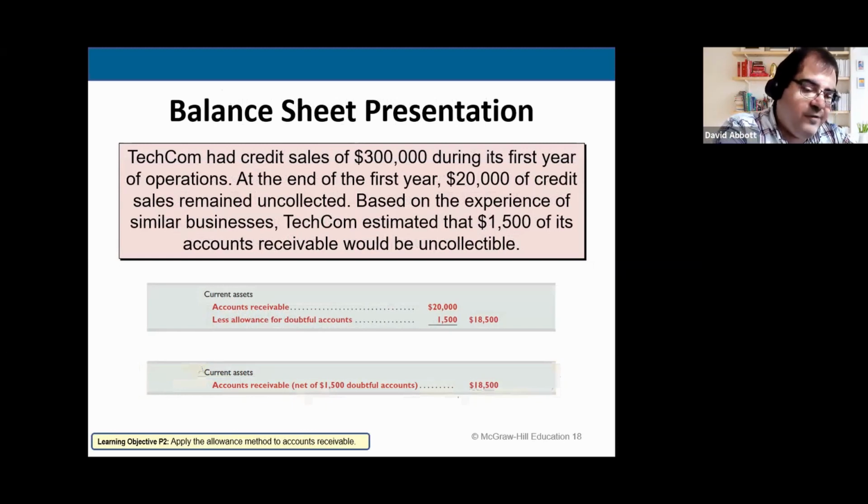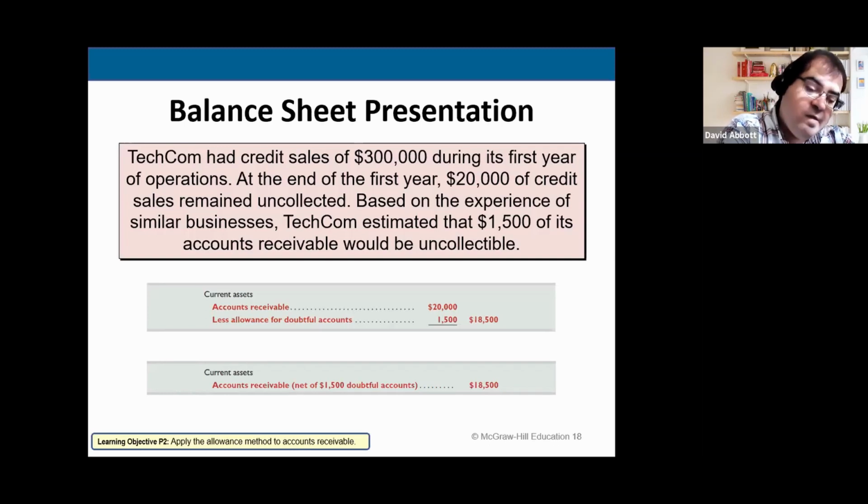The allowance for doubtful accounts credit balance of $1,500 has the effect of reducing accounts receivable to its realizable value, or what we expect that we would actually be able to collect. Although credit customers owe $20,000 to TechCom, only $18,500 is expected to be realized in cash collections from those customers. Now, TechCom will continue to bill its customers for the total of $20,000 that it's owed.